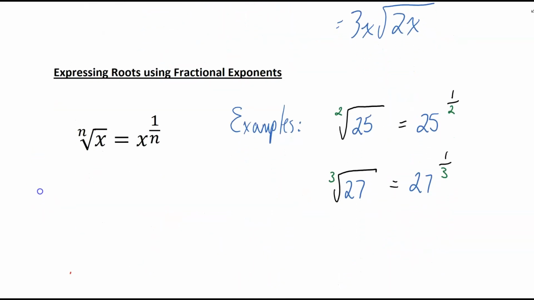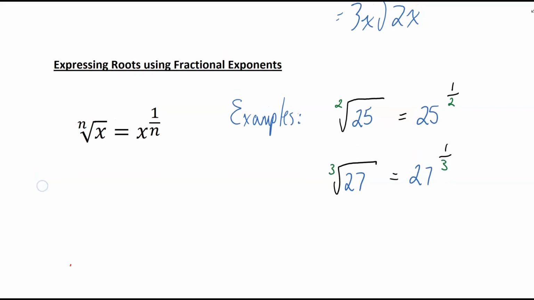All right, expressing roots using fractional exponents. The nth root of x is equal to x to the power of 1 over n. So some numerical examples are here on the side. The square root of 25 is actually equal to 25 to the power of 1/2. Or the cube root of 27 is actually 27 to the power of 1/3.